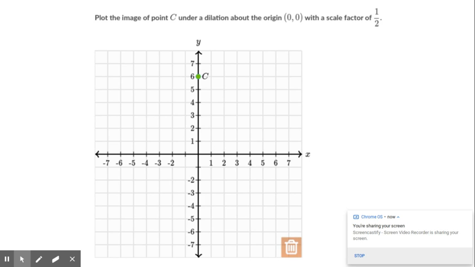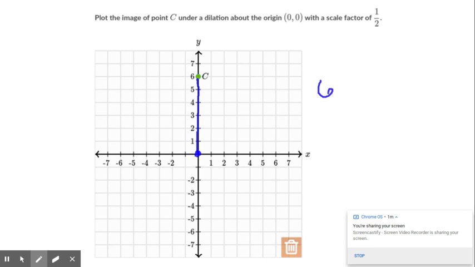Plot the image of C under a dilation about the origin with a scale factor of 1/2. Now in this case, the scale factor is 1/2, which means we're shrinking the distance. We need to decrease the distance from the original point to the center of dilation, which in this case is the origin. The origin is right here. So we count. What's the distance to get you from the origin to C? Well, we have to go up. 1, 2, 3, 4, 5, 6.